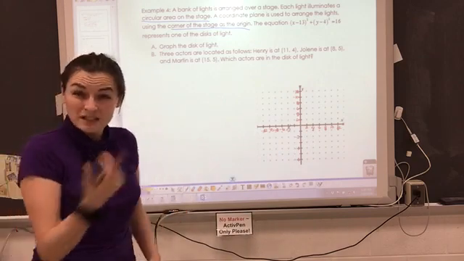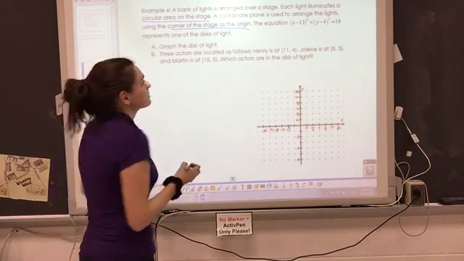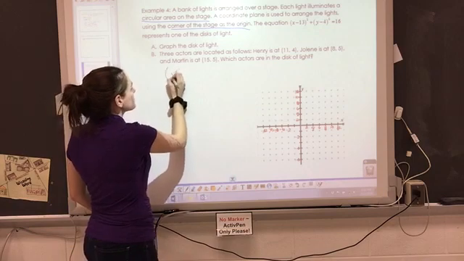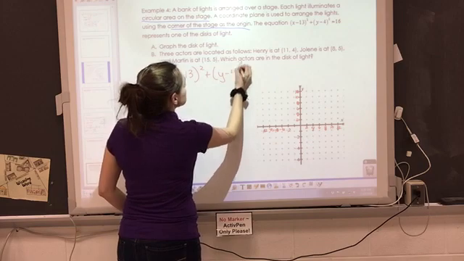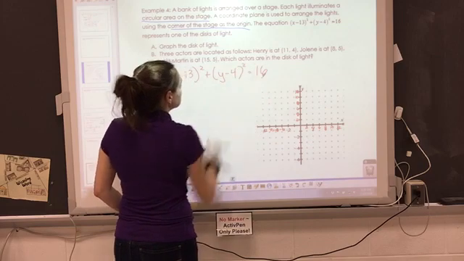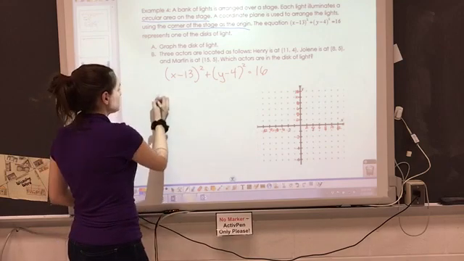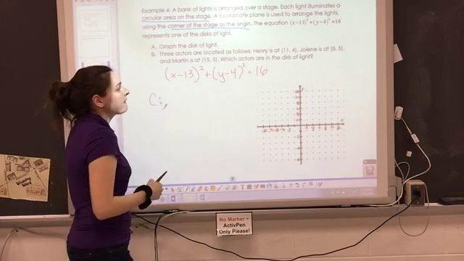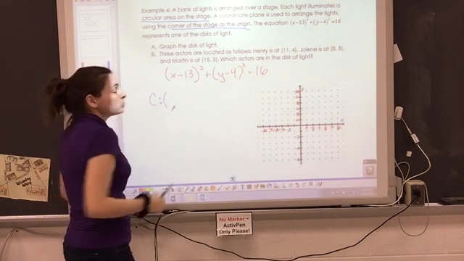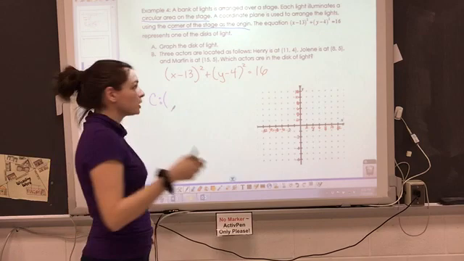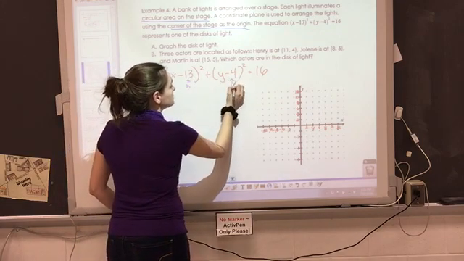So again, let's do what we did last time in that last example problem and see if we can figure this out. So our equation was (x − 13)² + (y − 4)² = 16. So again, let's find my center, let's find my radius. Okay? So my center, I'm going to make it C, would be (13, 4), good. 13 was my h, 4 was my k.